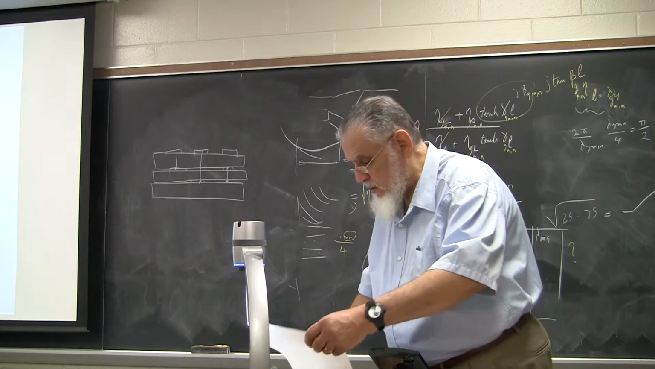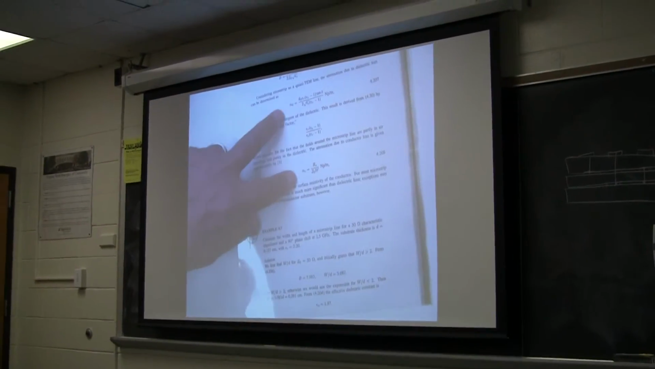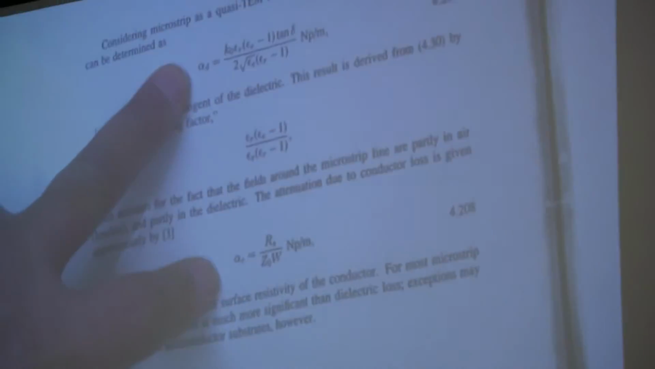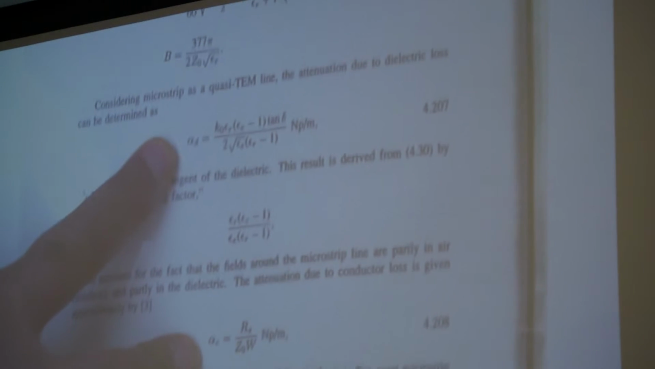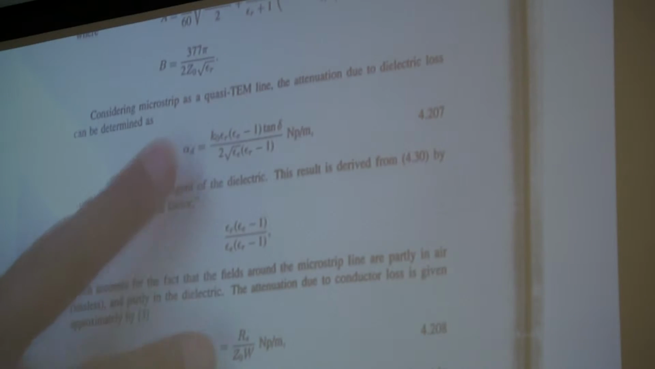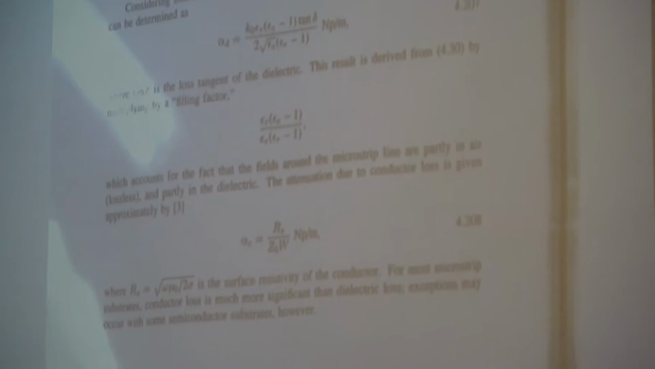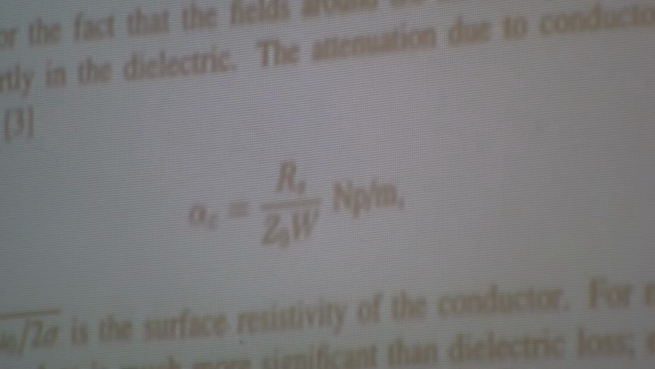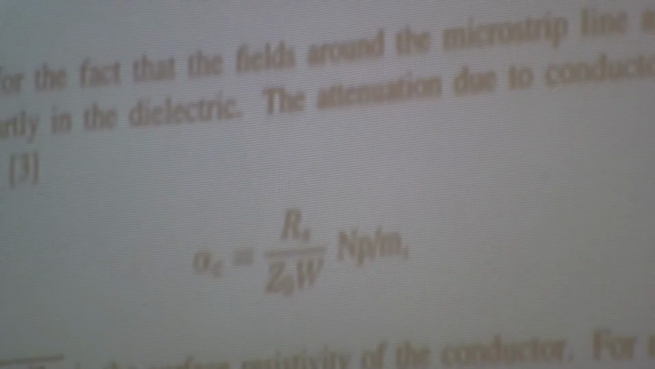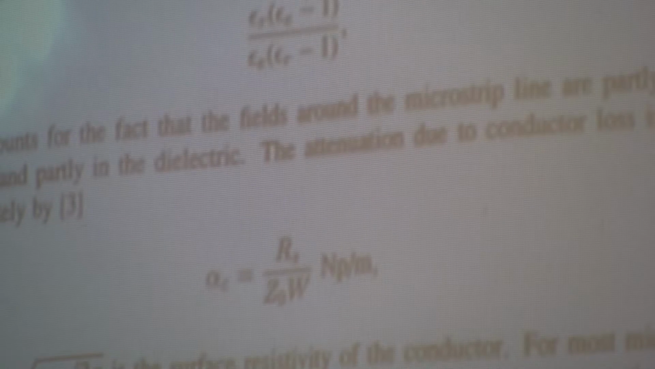And again, you see expressions here like alpha D and alpha C: alpha of the dielectric and alpha of the conductor. You notice that in the conductor and dielectric alphas, the material properties are there. Alpha of the conductor has this R sub S. R sub S is what we call the sheet resistivity of that conductor, which accounts for the skin depth in that particular conductor.